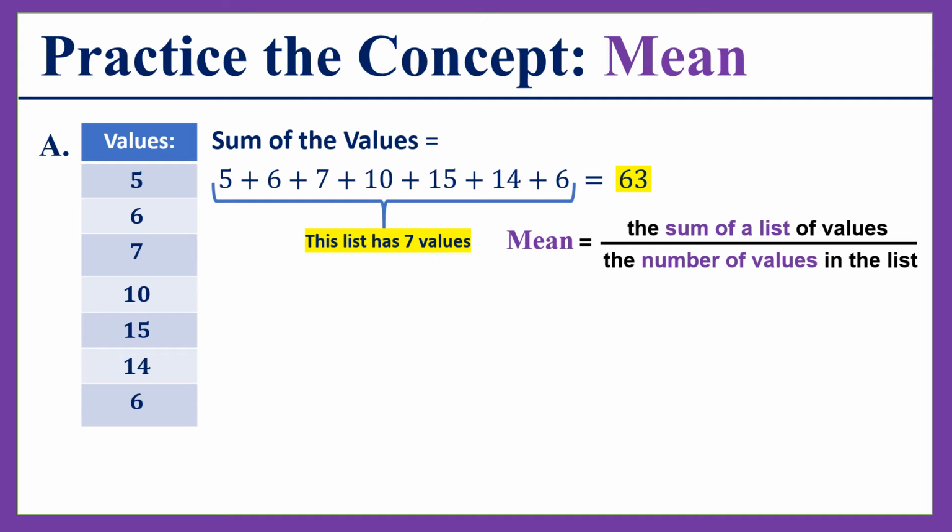To find that, again, you would need the formula: mean is equal to the sum of a list of values divided by the number of values in the list. So the sum of the list of values was 63. We are going to divide that by the number of values that we found in the list, which is 7. Once you divide those two, you are given a value of 9. So the mean is equal to 9.